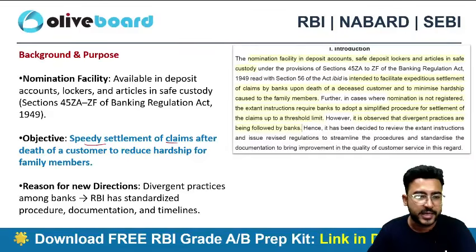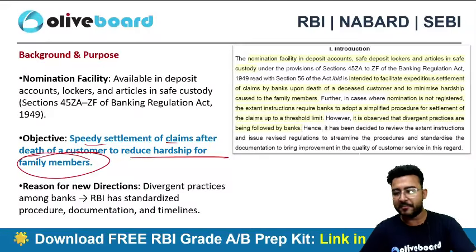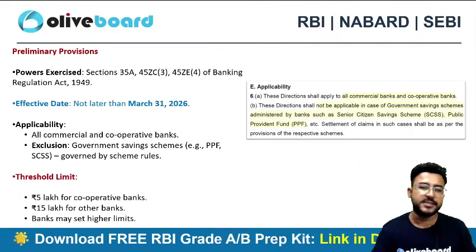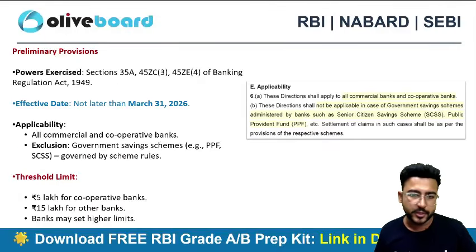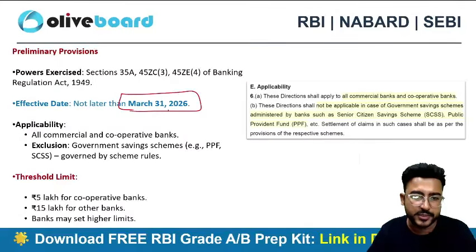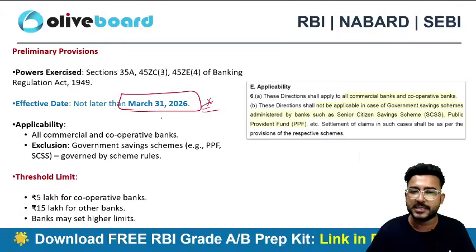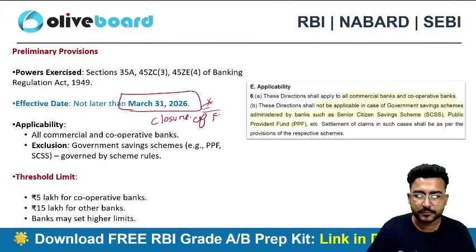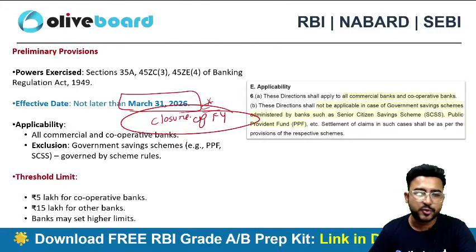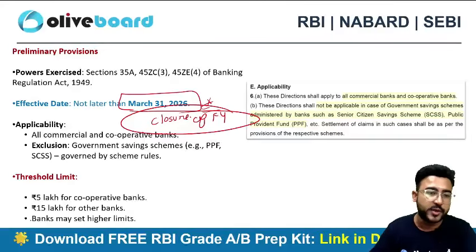Speedy settlement of the claims after the death of the customer, to reduce the hardship to the family members. So this is a foolproof, single shot, standardized circular for all the things related to the deceased customer. The effective date, the very first thing you need to know, is 31st March 2026, right? Closure of the financial year, 31st March 2026. So the bank needs to comply with this guideline not later than 31st March 2026.